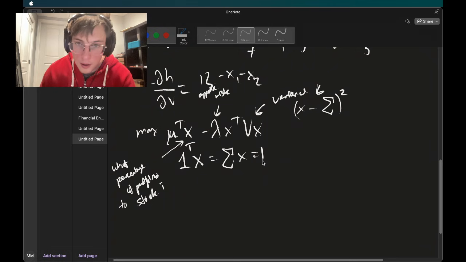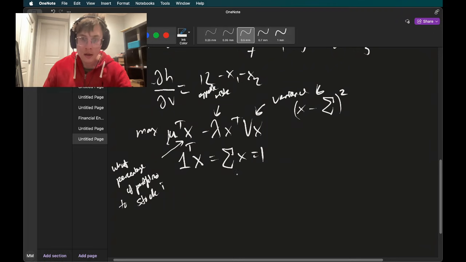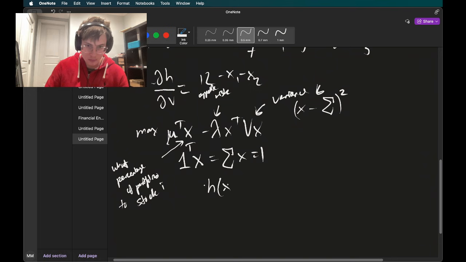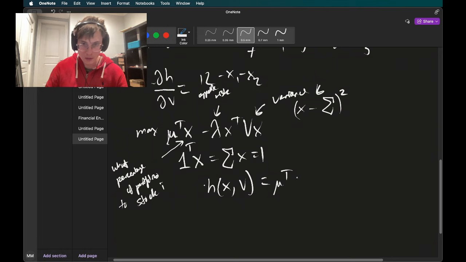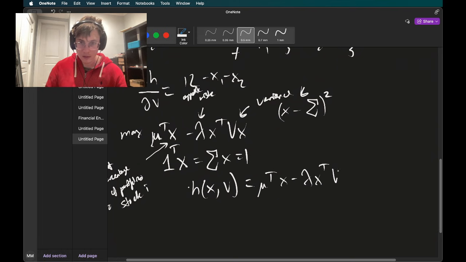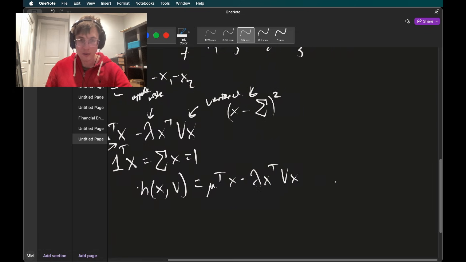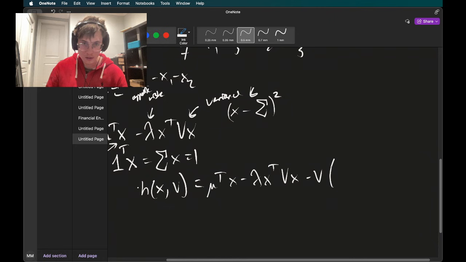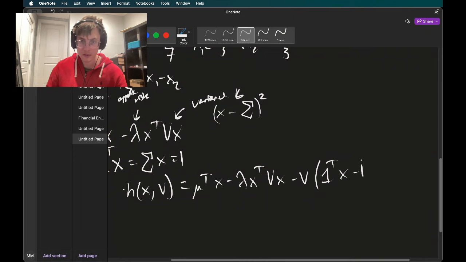And again, you write the Lagrangian function. So I'm going to write h of x, v is equal to this mu t x minus lambda x t v x. And then we're going to subtract off the Lagrangian term here. So v times this 1tx minus 1, since we expect this to be equal to 1.